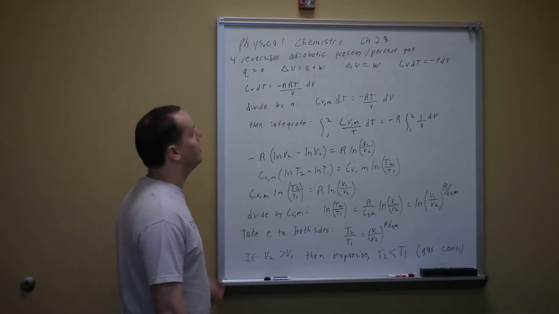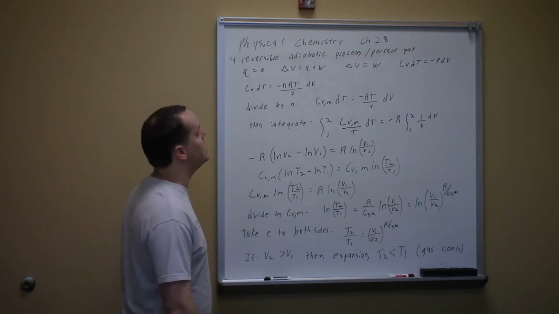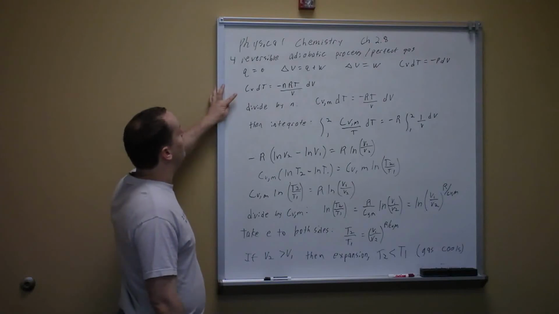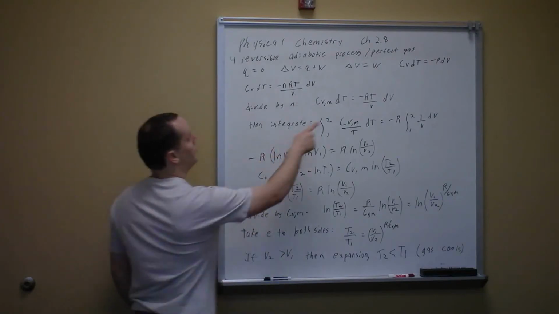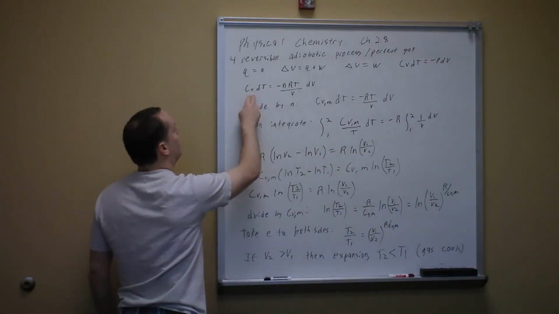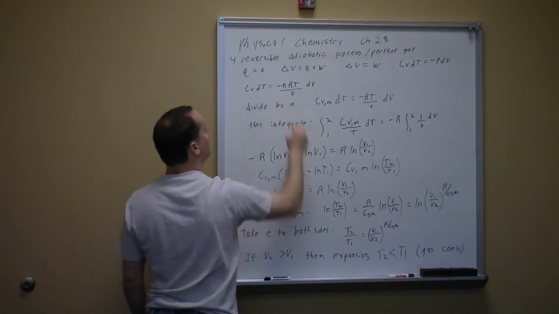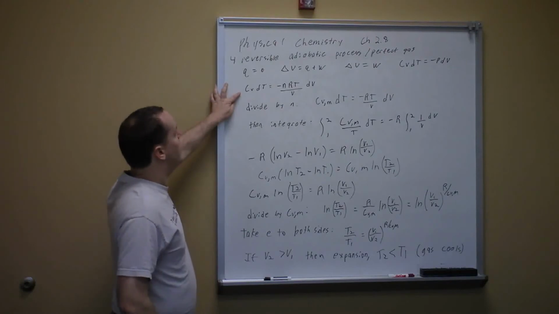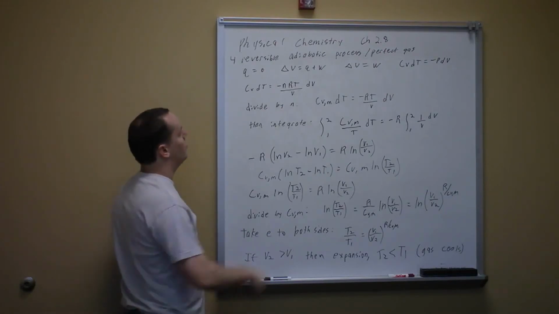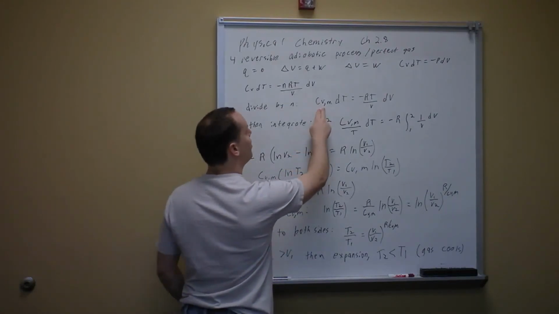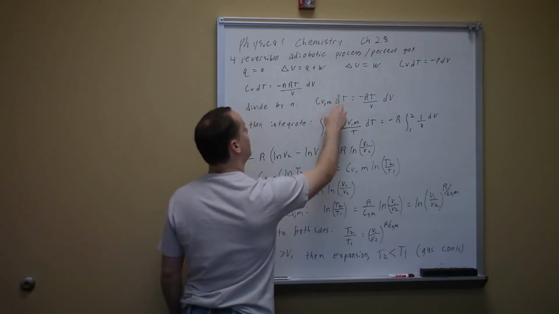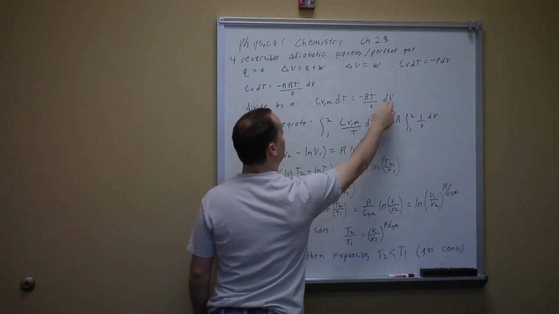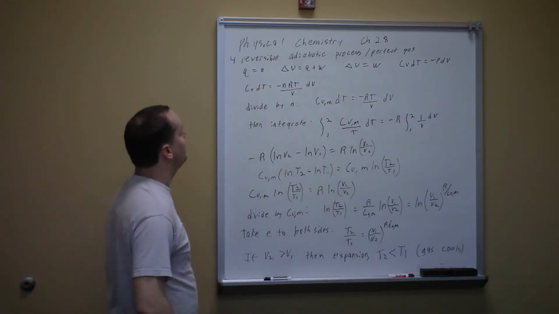We also know, remember, that delta U is equal to Cv dT, and work is equal to minus PdV. So we're going to take PV equals nRT and substitute out this P. So we're going to get Cv dT is equal to minus nRT over V dV. We're going to divide that by n to get the intensive form. So we're going to end up with the heat capacity at constant volume, intensive, times the differential of T is equal to minus RT over V times the differential of V.